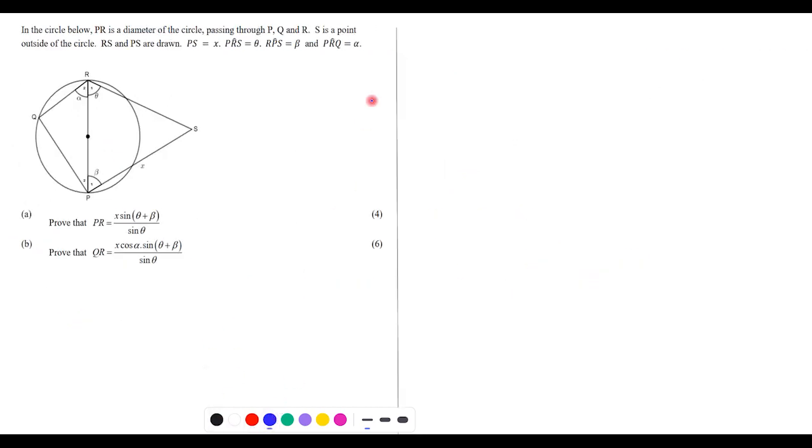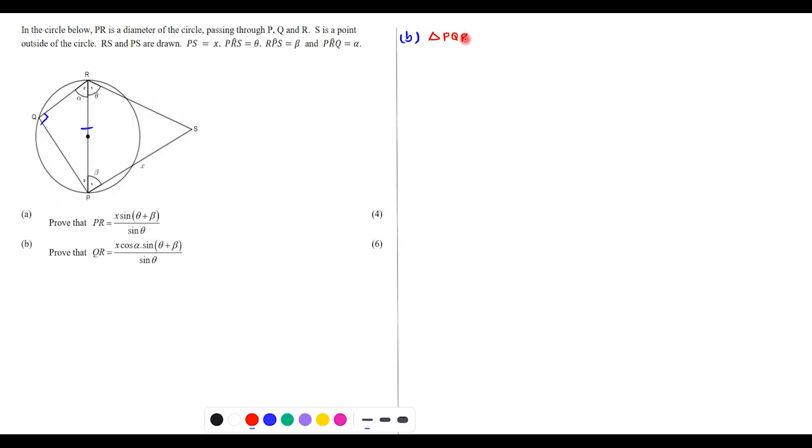Now the second one says we need to prove that QR is that, right? So we know this, and we know that. Now they're saying that we need to calculate QR. Looking at this, here I have PR and I have QR. So QR belongs in triangle PQR, because the first very important thing is to identify in which triangle you are going to calculate your side. Here we are looking at triangle PQR.